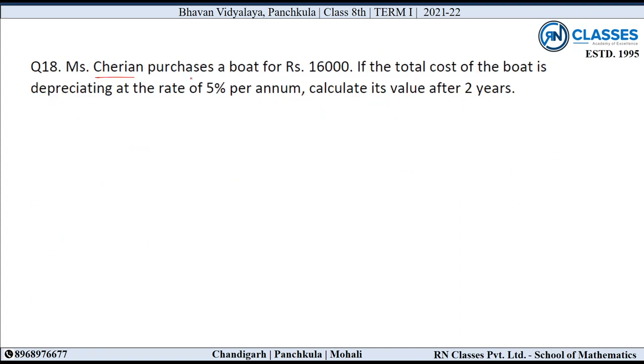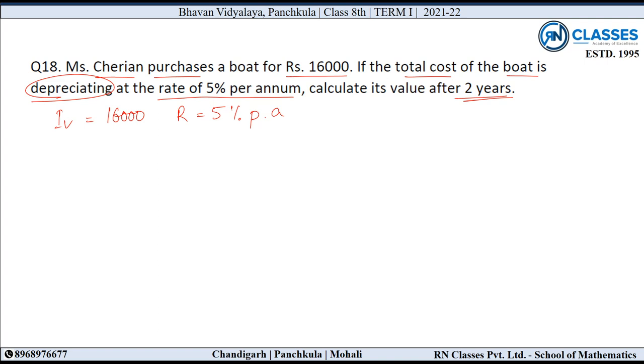Question number 18. Mrs. Cherian purchases a boat for rupees 16,000. If the total cost of the boat is depreciating at a rate of 5% per annum, calculate the value after 2 years. Okay. So, what do we know? We know the initial value of the boat. It is 16,000. If the total cost of the boat is depreciating, the rate is 5% per annum.